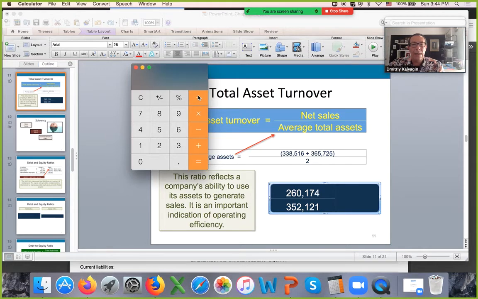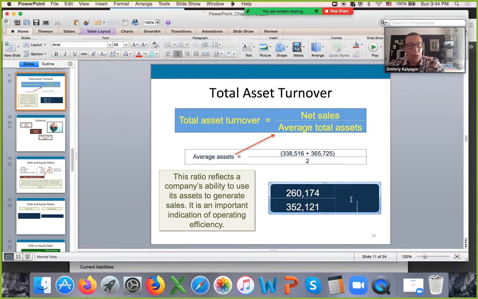260,174 divided by 352,121 gives me total asset turnover. I'm going to round it up to 0.74. The higher the better. So every dollar of assets generates 74 cents in sales.